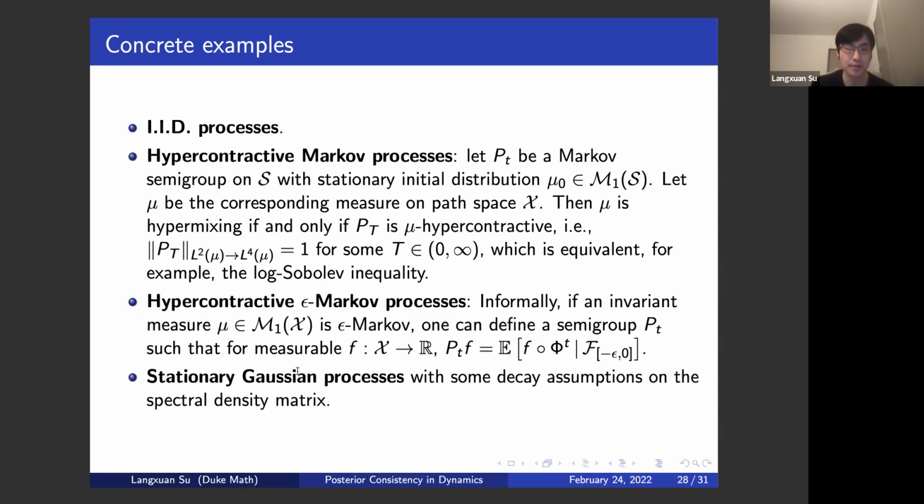It also holds for some Gaussian processes if you assume some decay on the spectral density matrix. But all of this can be found in the classical large deviation paper for hypermixing processes, and probably in a book on large deviations too.